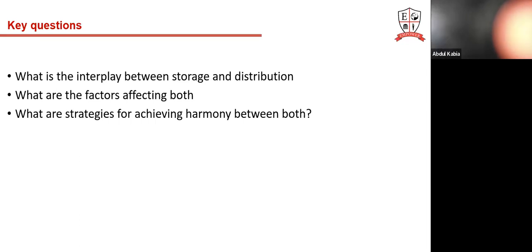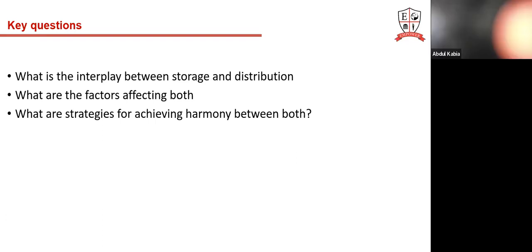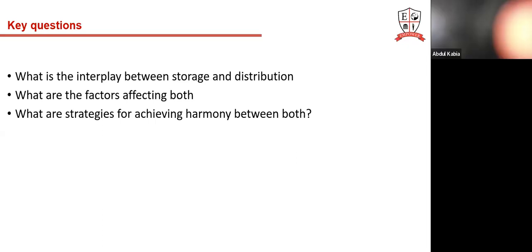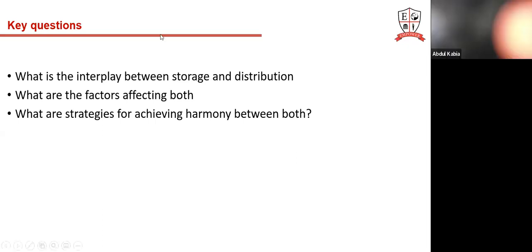Because you need to look at, if something happens in storage, what will be the repercussion in distribution? For example, if there is high inventory in the stores, there are going to be huge volumes in distribution as well. And if the storage cannot accommodate more commodities, then procurement will not procure more commodities. So there should be critical thinking on these questions. What are the strategies we need to use to achieve harmony between both?